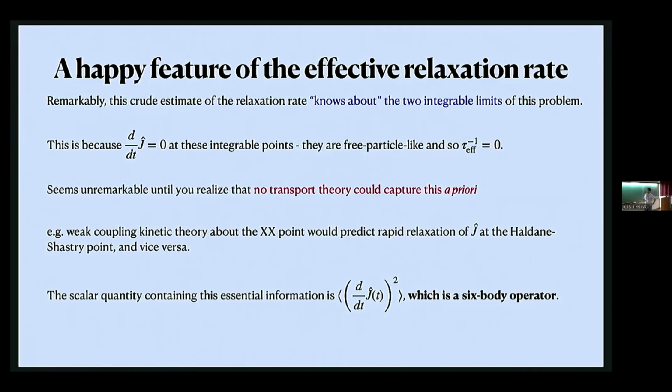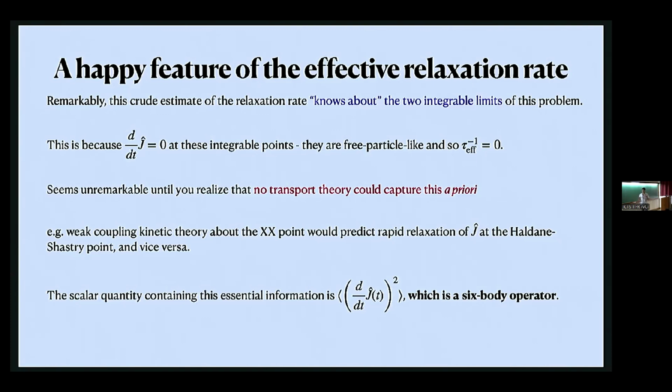And this seems, okay, so we know the spin current is conserved. What's the big deal? It seems unremarkable until you try to derive this from, say, Boltzmann theory at one point or another. And the scalar quantity that contains this essential information that the spin current is conserved is the rate of (dJ/dt) squared. And just from the viewpoint of Boltzmann, this is a six-body operator.